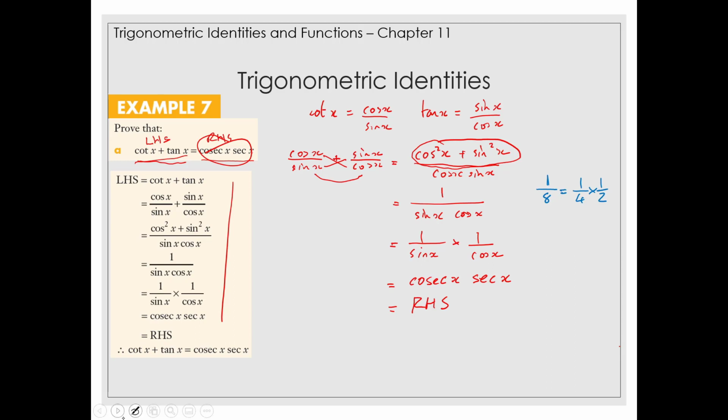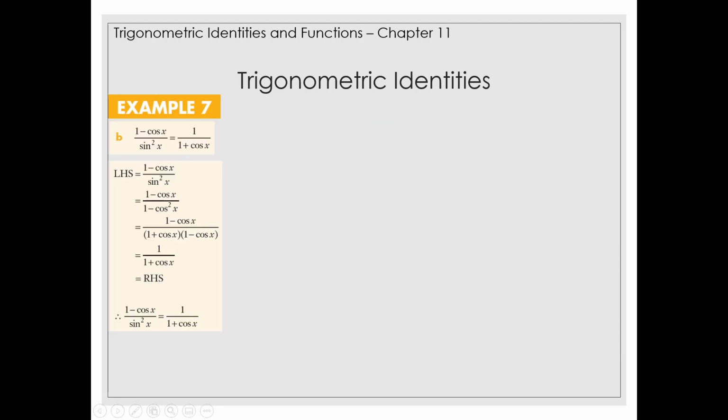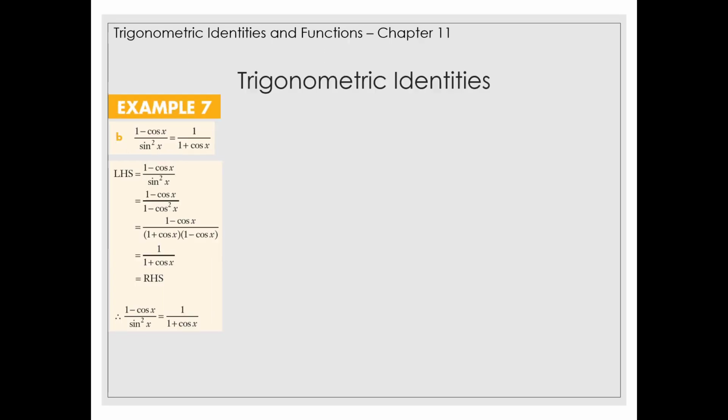Now, on the next question, we've got, let's see, 1 minus cosine x over sine squared x. Okay, so we'll work on the left hand side. Working on the left hand side, we are going to do 1 minus cosine x over sine squared x.